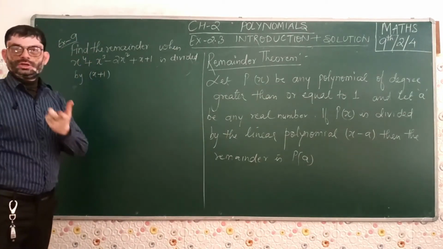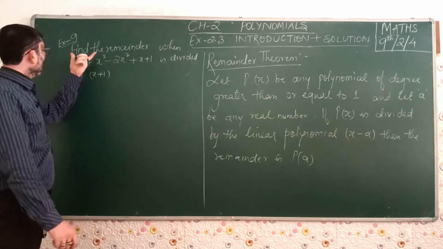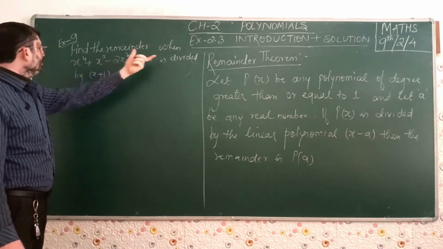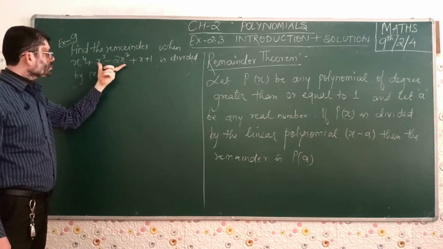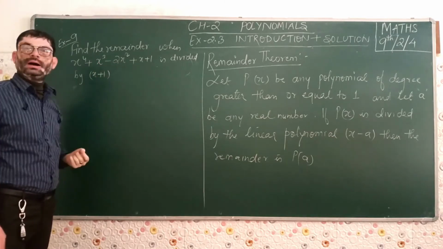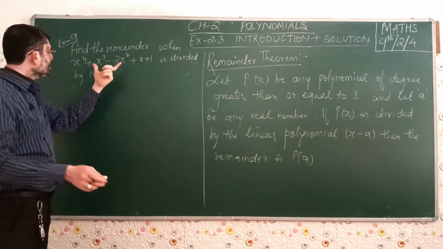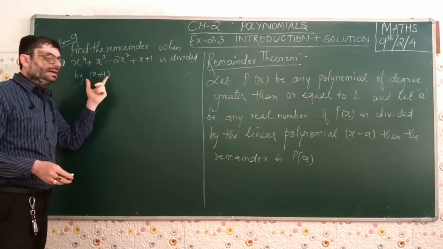Example number 9, taken from the NCERT textbook. Find the remainder when this polynomial x to the power 4 plus x cubed minus 2x squared plus 1 is divided by x plus 1. That means this polynomial is divided by this polynomial.